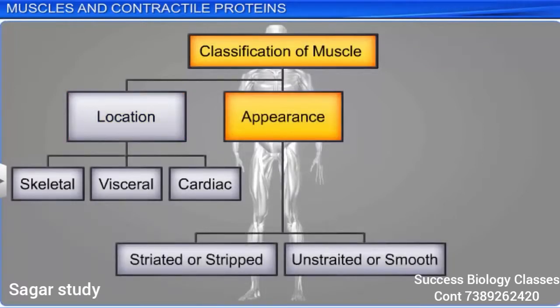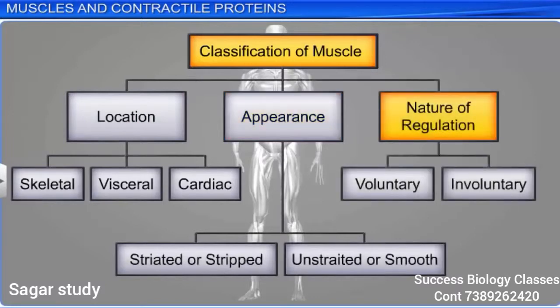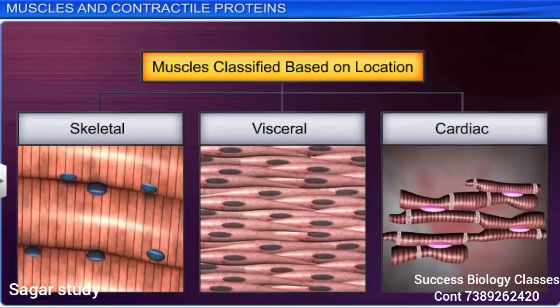Muscles can be classified based on their location, appearance, and nature of regulation of their activities. Based on their location, muscles are classified into three types, namely skeletal, visceral, and cardiac.